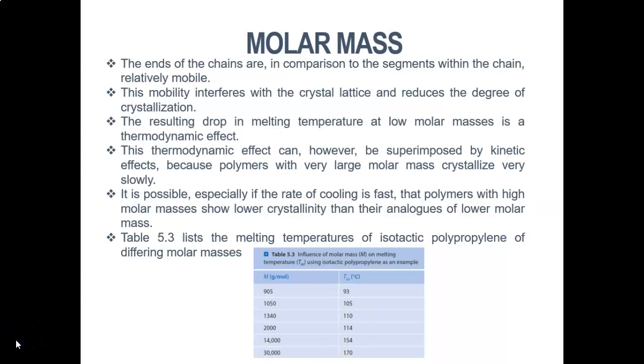So we can conclude that polymers that have high or rapid cooling will produce low crystallinity. Okay, the rate of cooling is fast. The polymer with high molar masses shows lower crystallinity. Okay, so this one means it has used slow cooling, because its molecular weight is high.